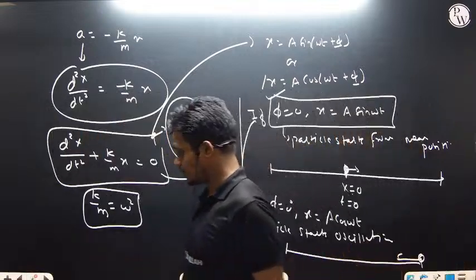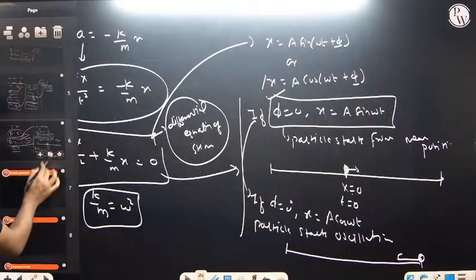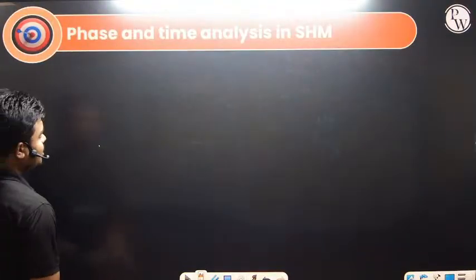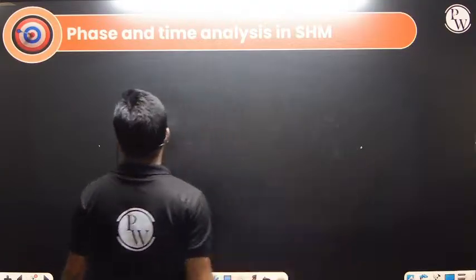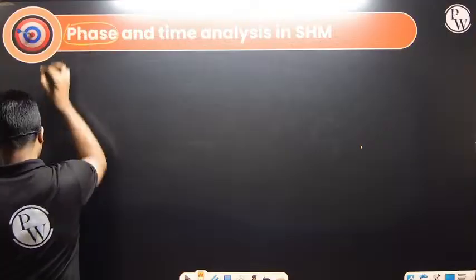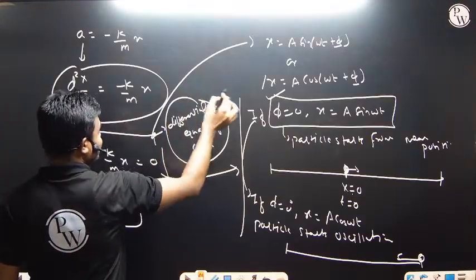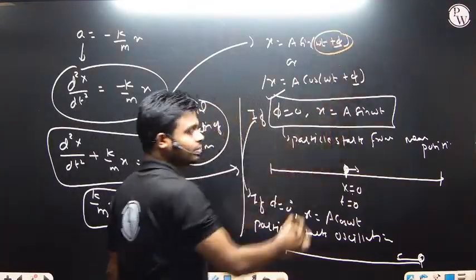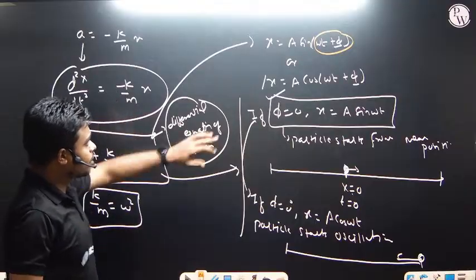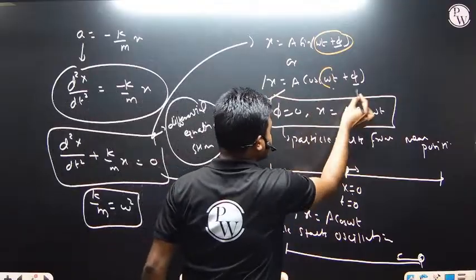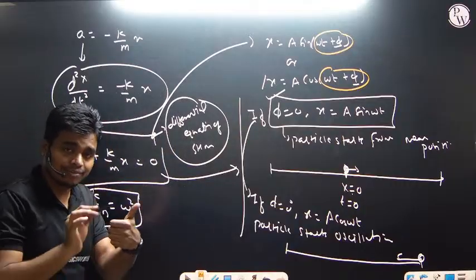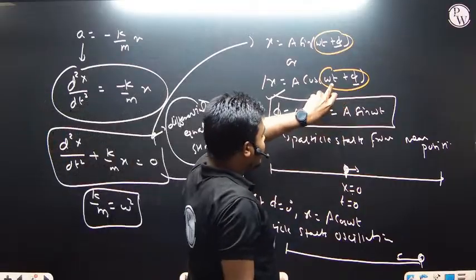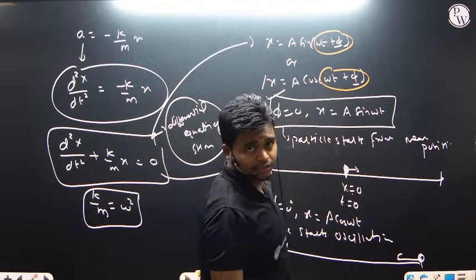So this is the equation of the SHM at different points at which the particle starts its oscillation. Moving to the next part, that is phase and time analysis in SHM. So what is phase and what is time analysis in SHM? Whatever term is inside the sine, or inside the cos, that is what we define as phase. Initial phase will be 0 when phi is 0. Initial phase is calculated when t is 0.